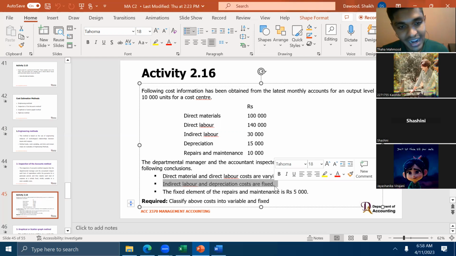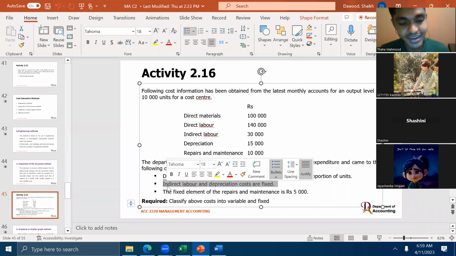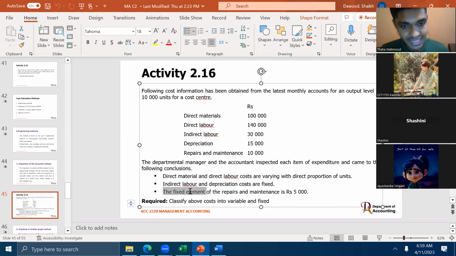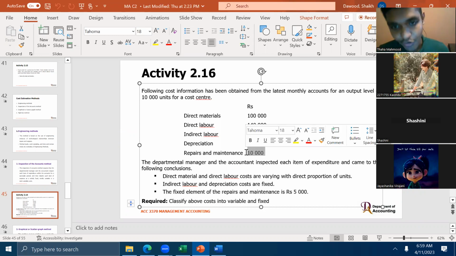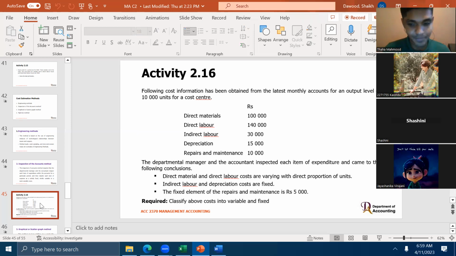Regardless of the number of units, if the costs are listed in Excel, they can find out the nature of the curve graph and say whether this is a fixed cost or a variable cost account. The third point is the fixed element of repairs and maintenance, 5,000. So in the repairs and maintenance account, the fixed proportion is 5,000, and there is a variable proportion of 5,000. Therefore, it's a semi-variable cost. This is a very simple method.